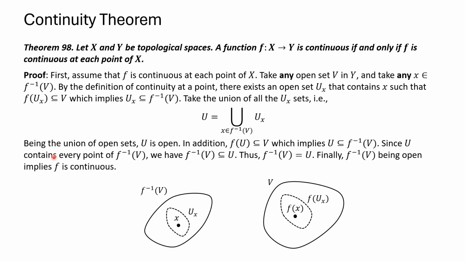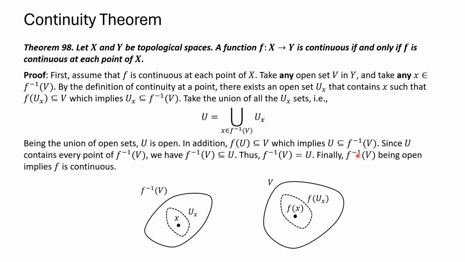And since u contains every point of f inverse v, that's how we defined it here, we have that f inverse v is a subset of u. So we have u is a subset of f inverse of v, and f inverse of v is a subset of u. And so the only conclusion is f inverse v equals u, which is what I mentioned. That's what we want to show.